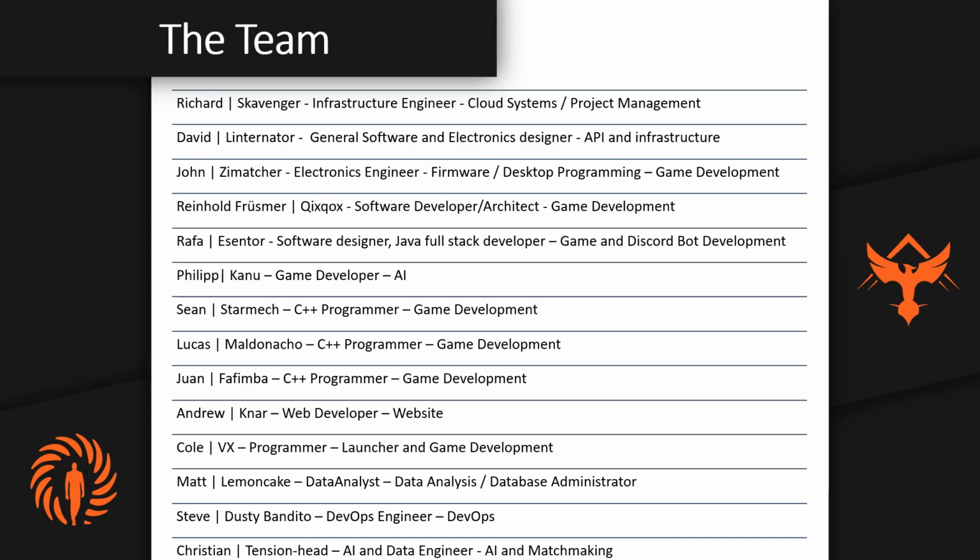He's a Java full stack developer, so at the minute he's picked up our Discord bot, but again understands this entire process flow through the whole thing, which is nice for the rest of us. So it's good. Philippe Kanu is a game developer, a mobile game developer I think. Essentially, he specializes in artificial intelligence, so he's working on refining our Minion AI that Essence has started on. Having fun with that at the moment.